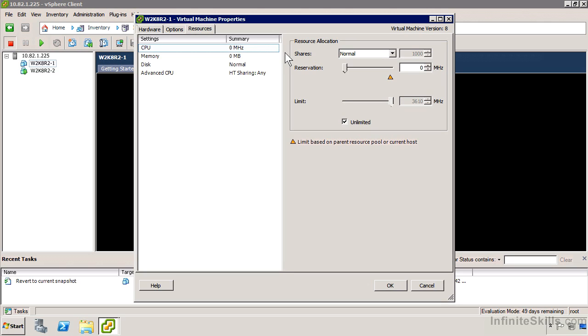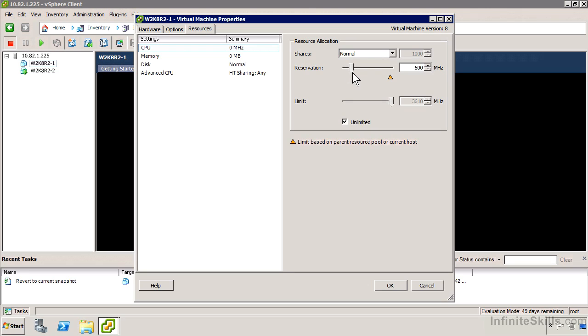It is hyper-threading aware. It's also NUMA aware. If you have systems with large numbers of CPUs, memory can actually be allocated to banks of cores. But still, it doesn't give any guarantee as to how much memory or how much CPU is going to be available. So if we want to do that, we can go into the virtual machine properties and we can set a reservation and/or a limit.